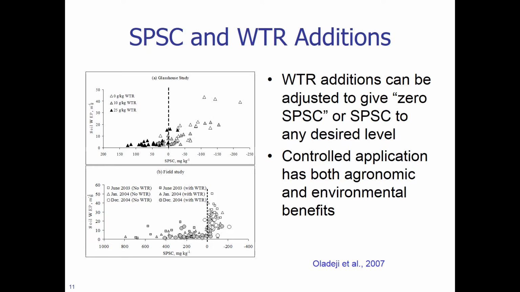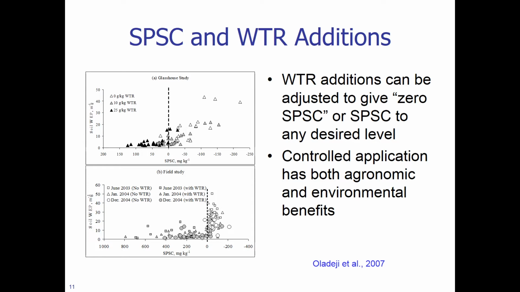What you notice, of course, is that the more WTR is added, the more positive the SPSC appears to be. And if you say at just 10 grams per kilogram, you may still have some negative SPSC. Now this depends entirely on what SPSC level you need. If you add too much WTR, you probably go into the positive side of SPSC, and you may not be able to have any plant growth, because plants, of course, need phosphorus.